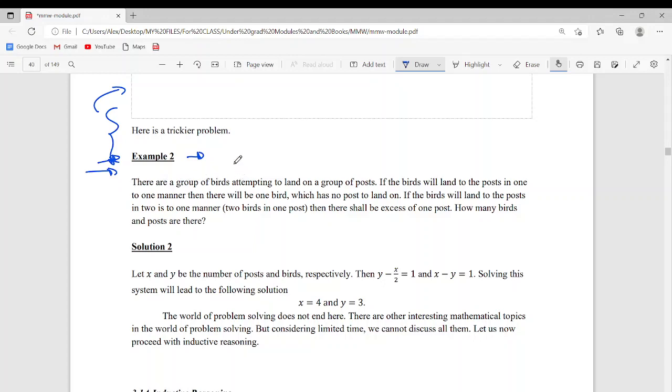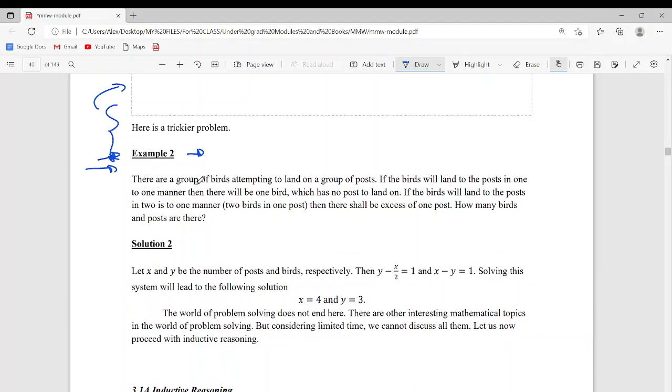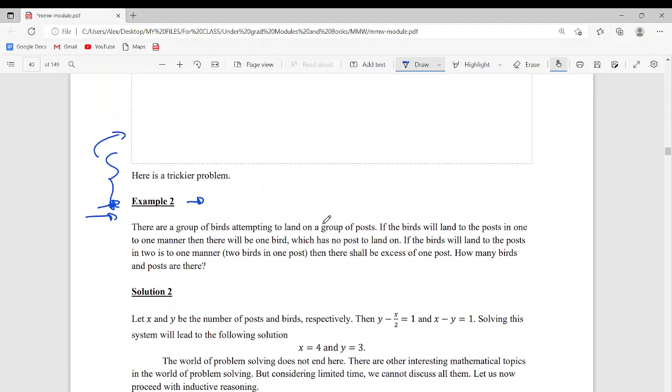There are two groups of birds attempting to land on a group of posts. It says that if the birds land on the posts in a 1-to-1 manner, one bird, one post, one bird, one post, then there will be one bird which has no post to land on.